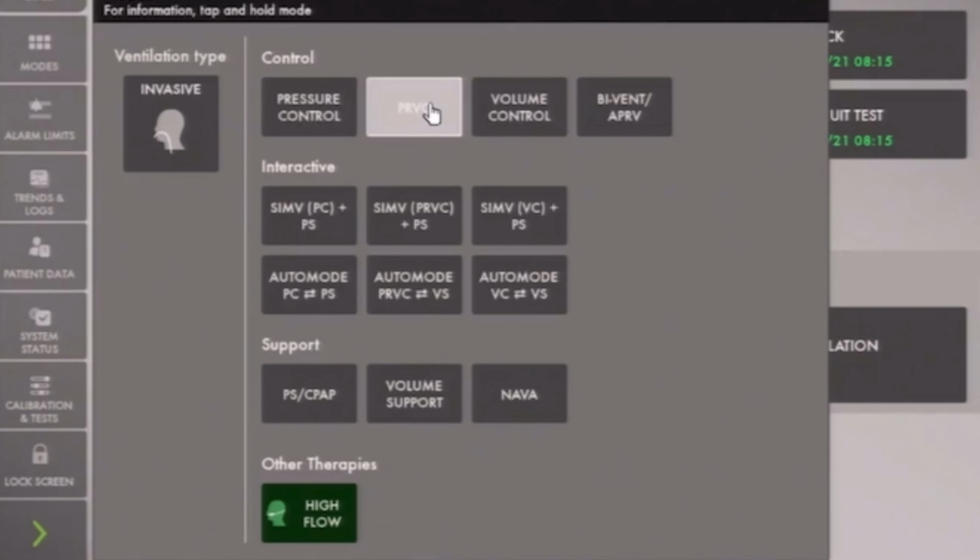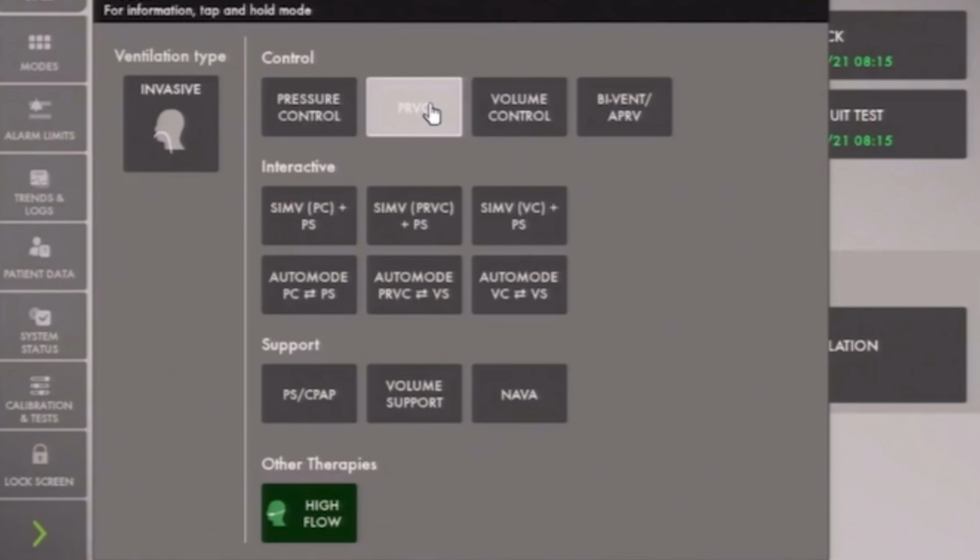The mode of ventilator chosen depends on the patient condition, whether full or partial respiratory support is needed, and how much control the patient has over their own breathing. Here are some modes which are commonly used. PCV, pressure control mode of ventilation. VCV, volume control mode of ventilation. PRVC, pressure regulated volume control. BiVent or APRV, airway pressure release ventilation.